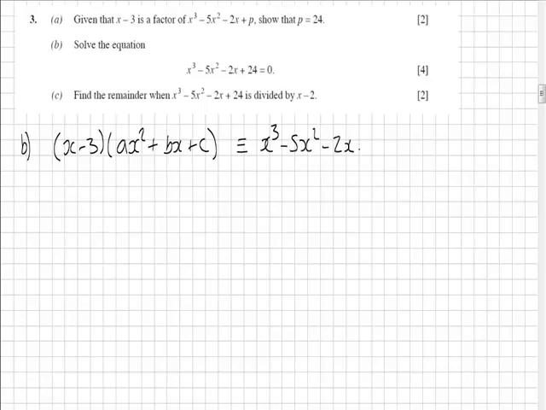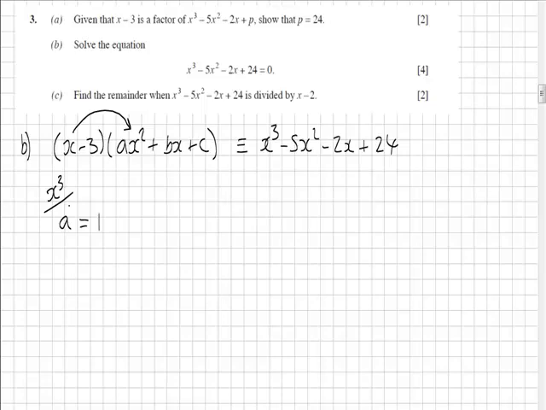What we can do now is something called comparing coefficients. If we look at our left hand side, the only way in which we can create an x cubed expression is by x times ax squared, which gives us ax cubed. So on the left hand side of this equation, the coefficient of x cubed can only be a. On the right hand side of the equation, the coefficient of x cubed is actually 1. So we now know that a is 1.